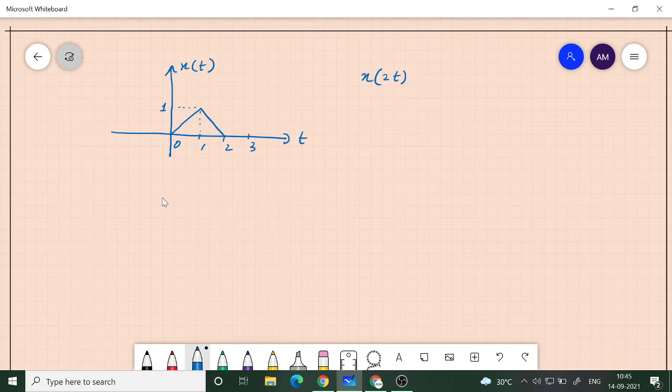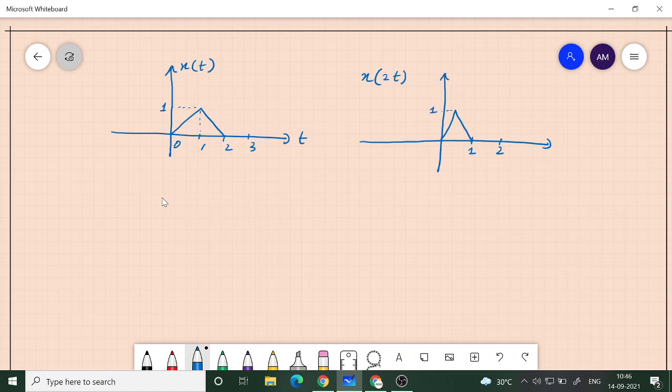When time goes to 1 unit, for x of t it was reaching the top, but for x of 2t, since the argument is 2t, it will become 2 units. So x of 2 units, which is basically here. That means the argument runs much faster compared to x of t. So this is 1 and this is 2. It will just go to 1 and come back quickly, and this amplitude does not change.